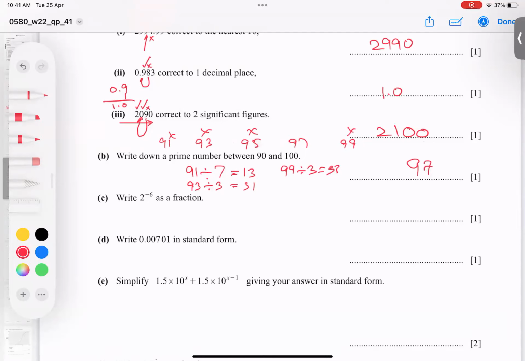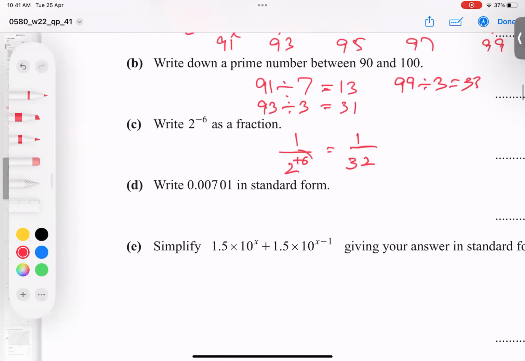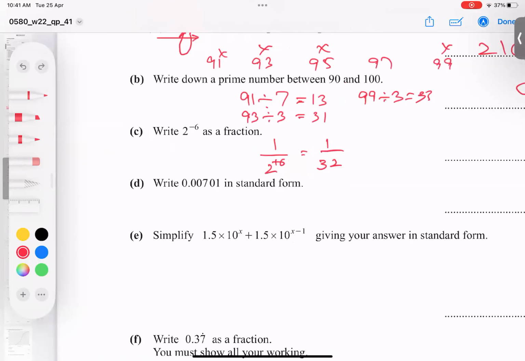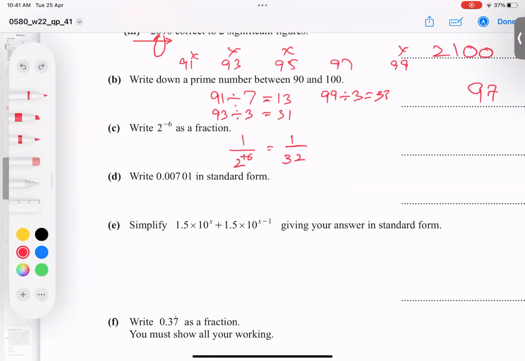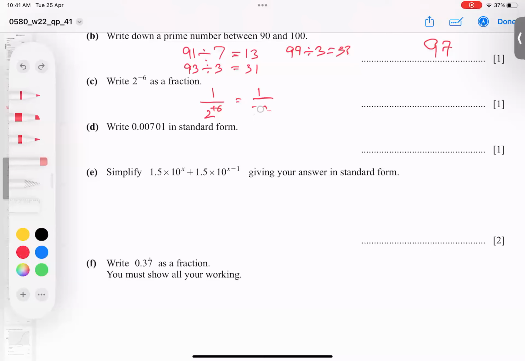So let's go for the next question. He's saying to write it in fraction form. First of all, basic indices property. Whenever this 2 to power 6 goes in the denominator, the power sign changes this way. 1 over 2 to power 6. If you type in calculator, 2 to power 6 is 64, sorry, not 32. 2 to power 5 is 32. So 2 to power 6 is 64. So 1 over 64.